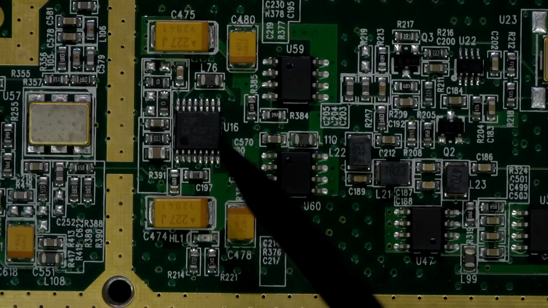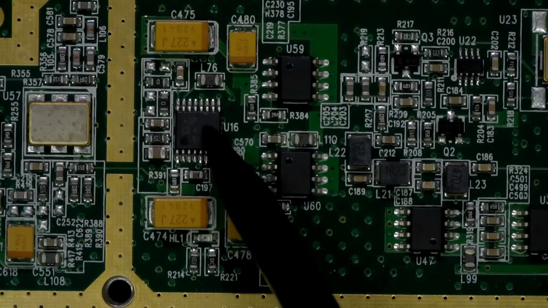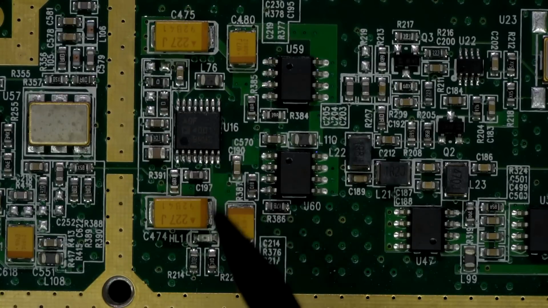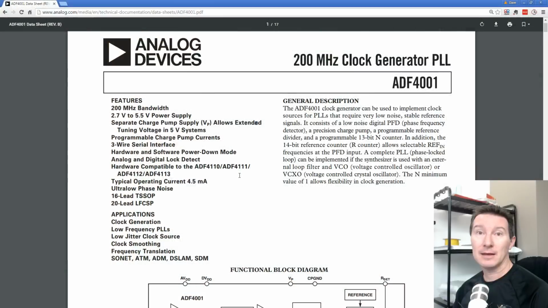And that one right there, bit of magic happening, bit hard to make out, but that's an Analog Devices ADF4001. And here's the data sheet for the ADF4001 from Analog Devices, 200 meg clock generator PLL. But look at this, it's a PLL for clock sources that require very low noise, stable reference signals. It's ultra low phase noise.